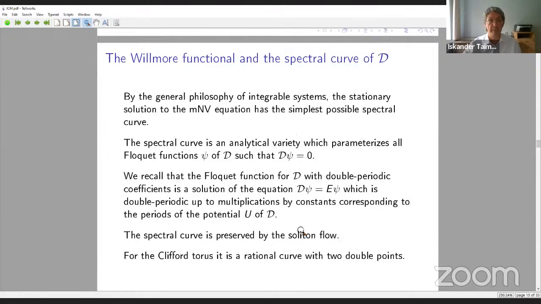That was the argument. By the general philosophy of integrable systems, the stationary solution of the modified Novikov-Veselov equation has the simplest possible spectral curve. The spectral curve is an analytical variety which parameterizes all Floquet functions psi of D such that D psi is equal to 0. We recall here that the Floquet functions for every differential operator, I shall speak now of two-dimensional, but the definition is valid in all dimensions, with doubly periodic coefficients, is a solution of the equation D psi equals E psi for some constant E, which is doubly periodic up to multiplication by constants corresponding to the periods of the potential.